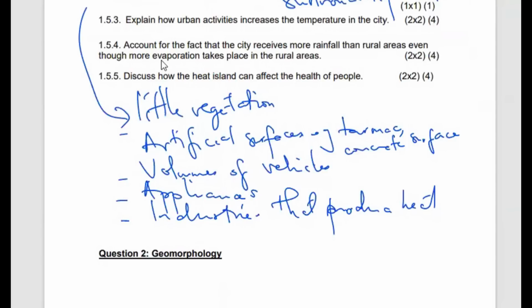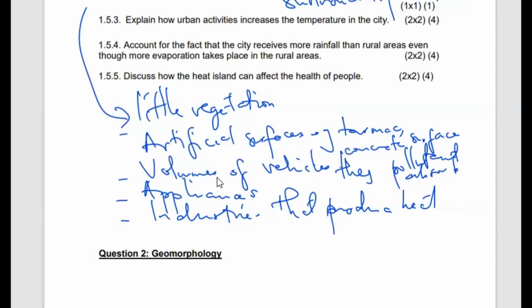Right. Account for the fact that... it says explain how urban activities increase temperatures in the city. Basically, these are some of the responses leading to that. We can talk of vehicles. We are now giving details. What do they do? When there is vehicle presence, it ultimately results in pollutants. And the pollutants, they absorb heat. You can look at industries that produce heat. It's also another activity that happens in the urban area.